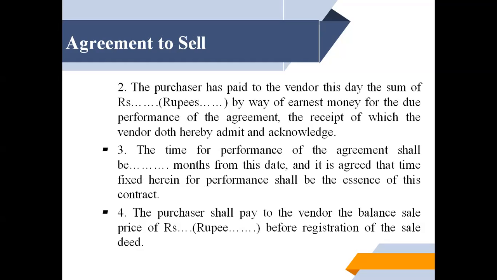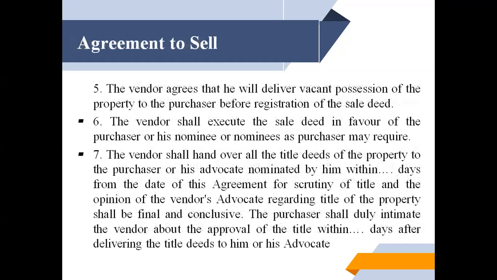The purchaser shall pay to the vendor the balance price of rupees so and so before registration of the sale deed. The vendor agrees that he will deliver vacant possession of the property to the purchaser before the registration of the sale deed. So this is also one of the terms and conditions which needs to be put in the recitals of the deed. The vendor shall execute the sale deed in favor of the purchaser or his nominee or nominees as the purchaser may require.